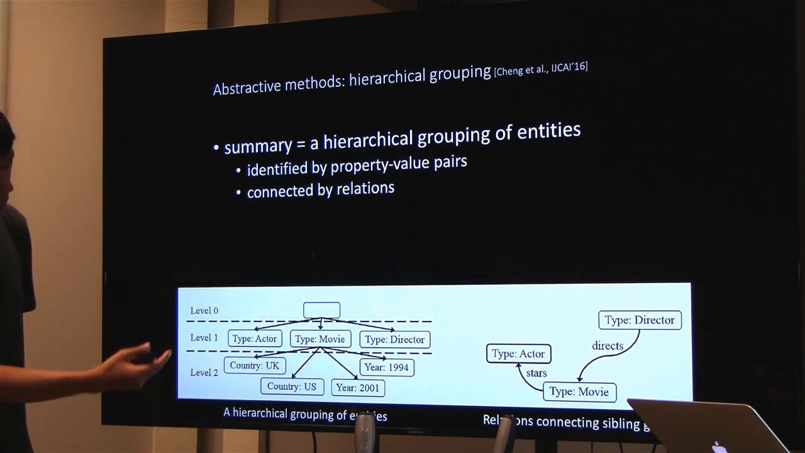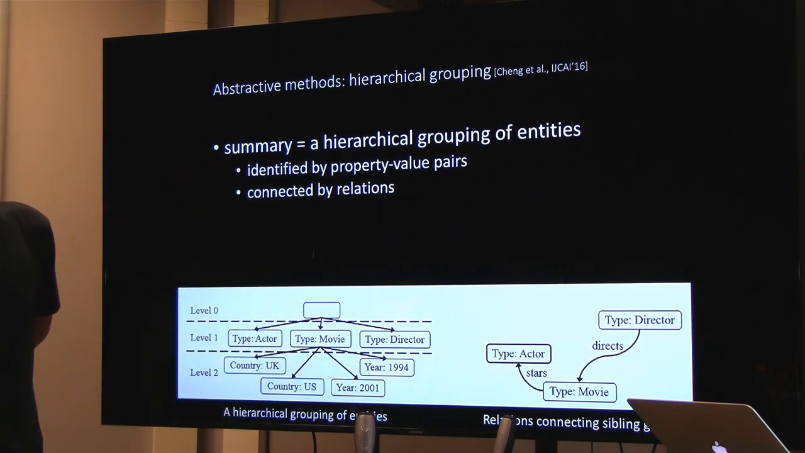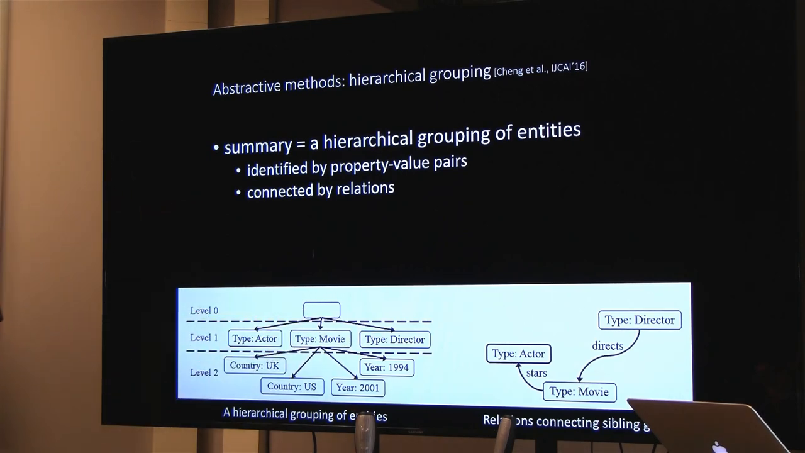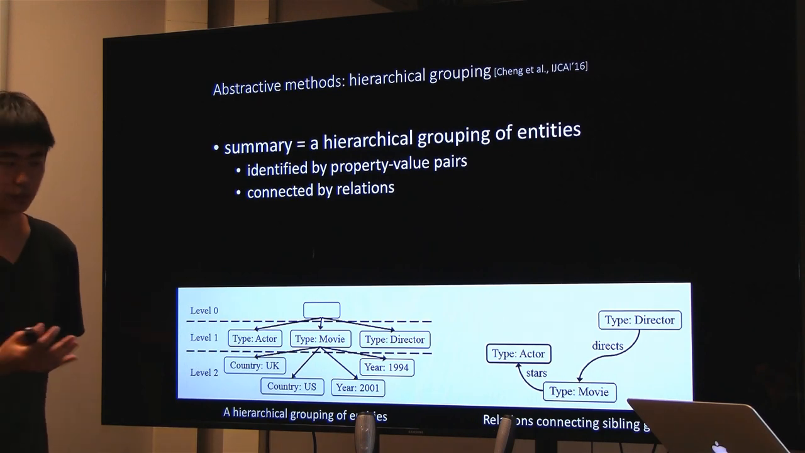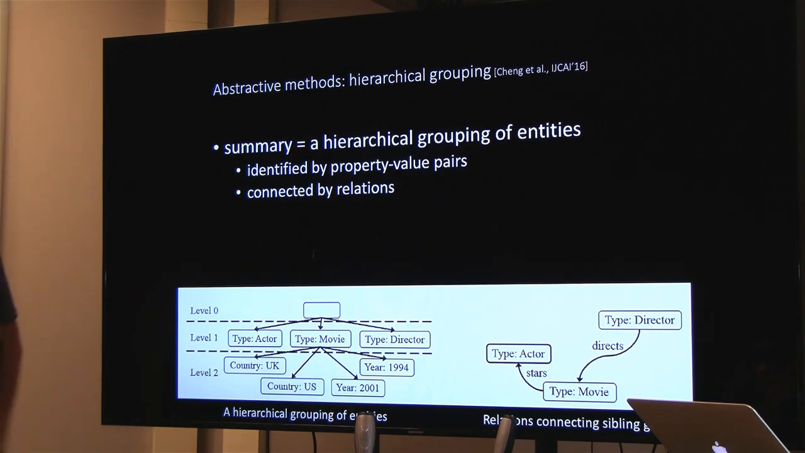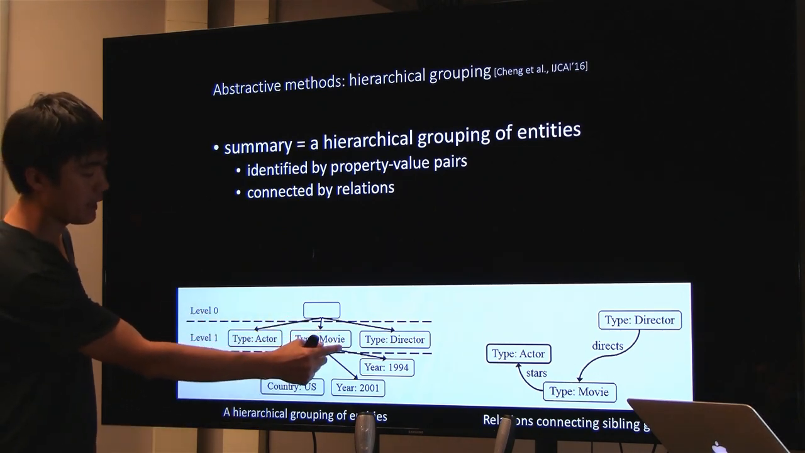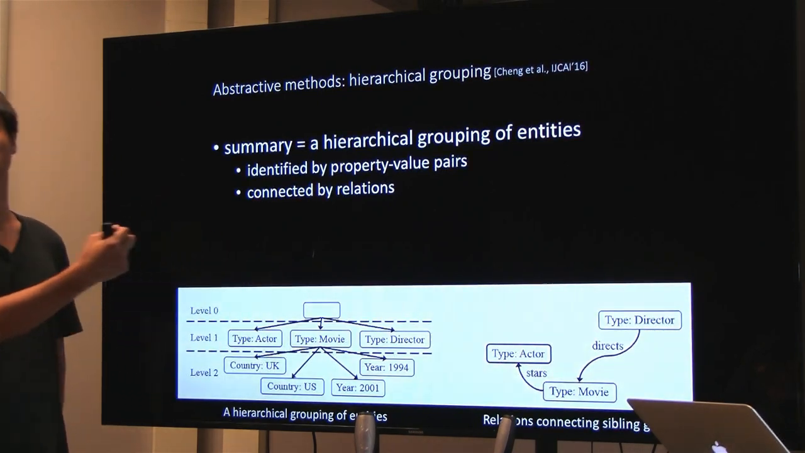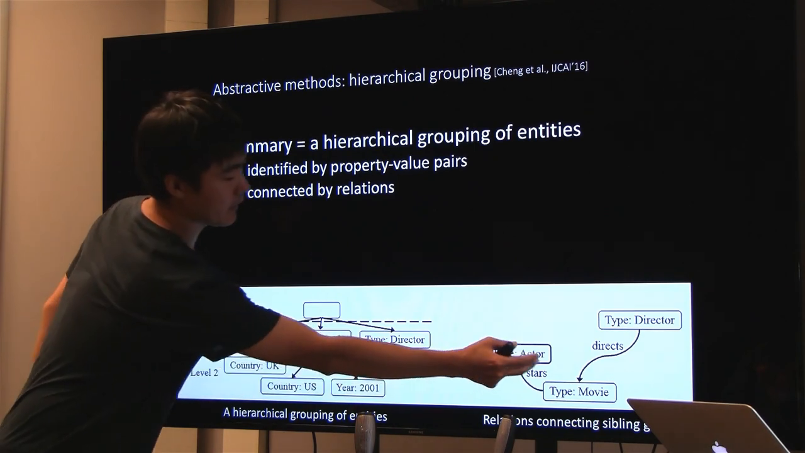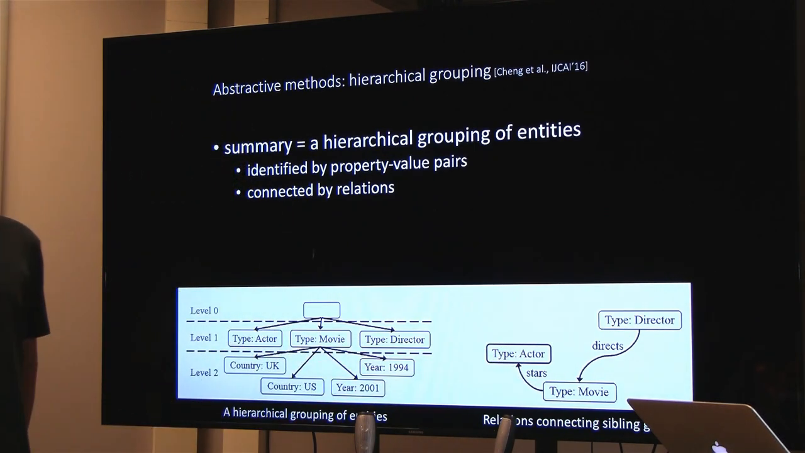As you can see in this example, the root of the hierarchy represents all the entities in the dataset, and then we divide it into several groups, and we can continue to repeat this division until we have a hierarchy of entities. Each group is identified by a property value pair that is shared by all the entities in this group. Between sibling groups at each level, we can connect these groups by the relations that connect entities in these groups. So here's an example summary that we generate for a data set.